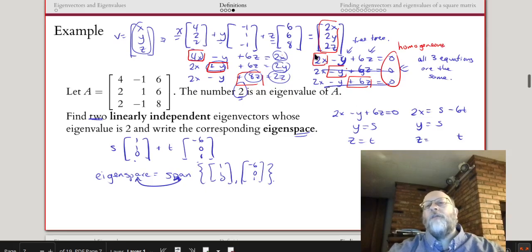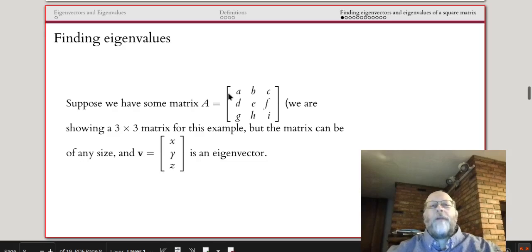We're going to make use of the fact that our changes happen on the diagonal, and the result is a homogeneous system. And we're going to build up to this shortcut that I was talking about. So let's say we have some matrix A. It's got to be square. It does not have to be 3 by 3. The matrix can be of any size, and (x, y, z) is an eigenvector. I'm using a 3 by 3 example, but this works for any size matrix.